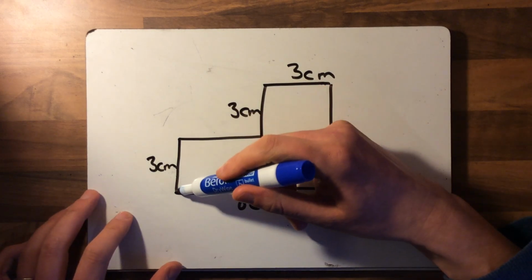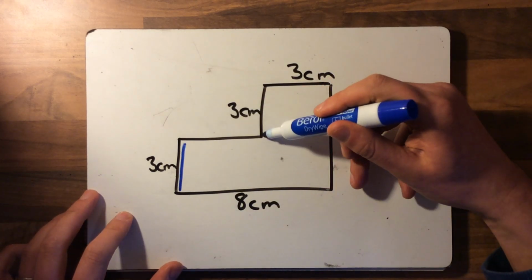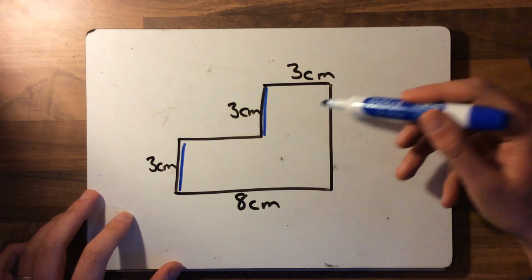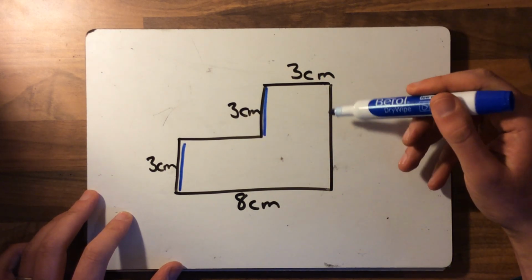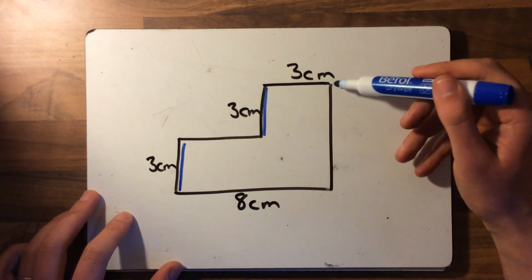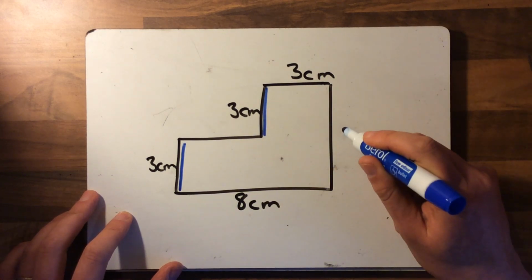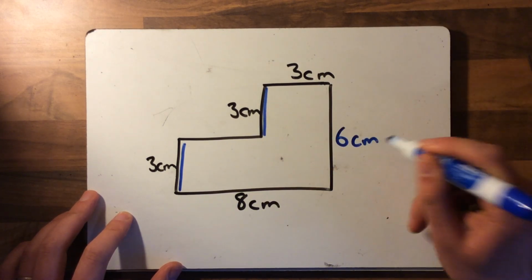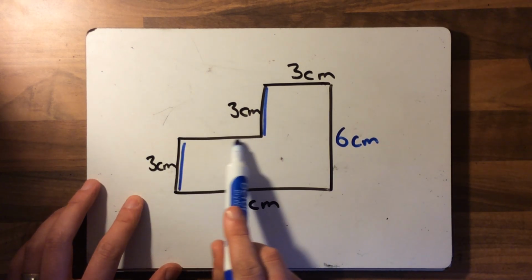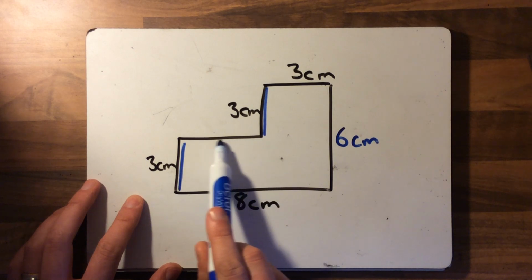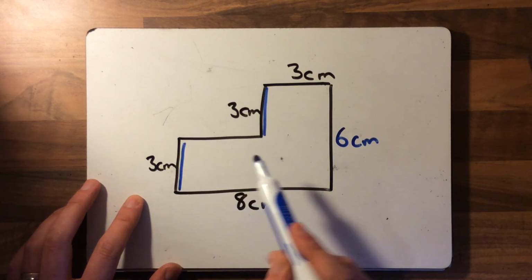Alright, so if this is 3 centimetres and this is 3 centimetres, these two will total this long one down here, won't they? Because both of these would add up to this long one. 3 and 3 is 6. So we've worked out one. Now we're looking for this length along here, aren't we?